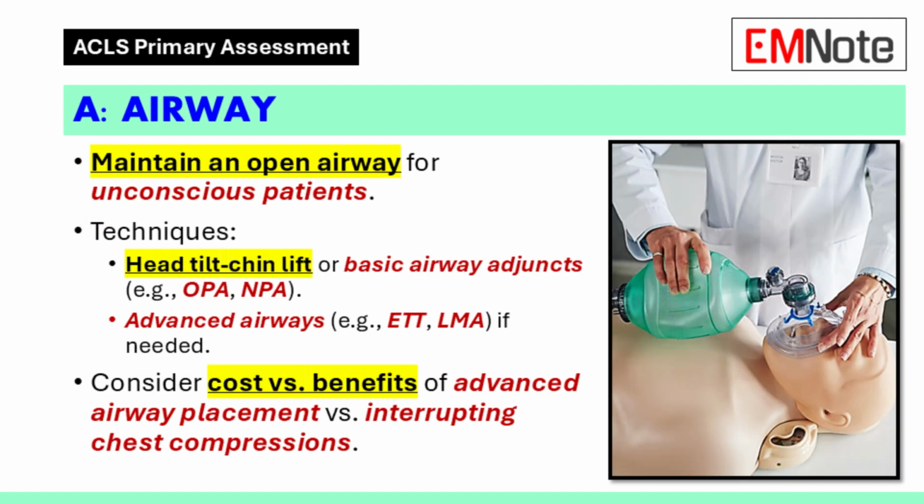Airway. Maintaining an open airway is essential for unconscious patients. Techniques such as the head tilt-chin lift or the use of basic airway adjuncts like oropharyngeal or nasopharyngeal airways are often sufficient. In cases where these methods are inadequate, advanced airway devices may be required. Examples include endotracheal tubes, esophageal tracheal tubes, laryngeal tubes, or laryngeal masks.